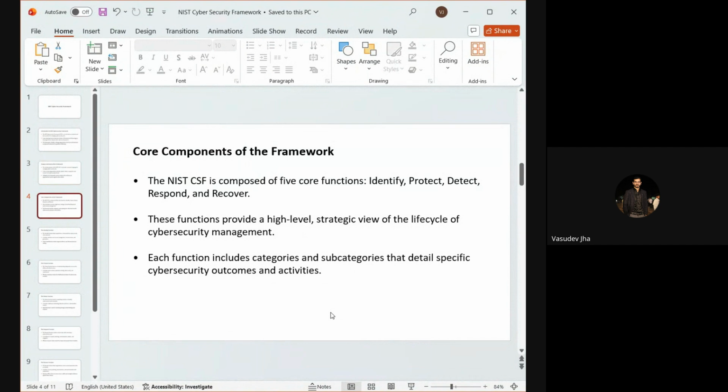What are the core components of this framework? NIST CSF is composed of five core functions, which are identify, protect, detect, respond, and recover. These functions provide a high-level strategic view of the life cycle of cybersecurity management. Okay. Each function includes categories and subcategories that detail specific cybersecurity outcomes and activities.